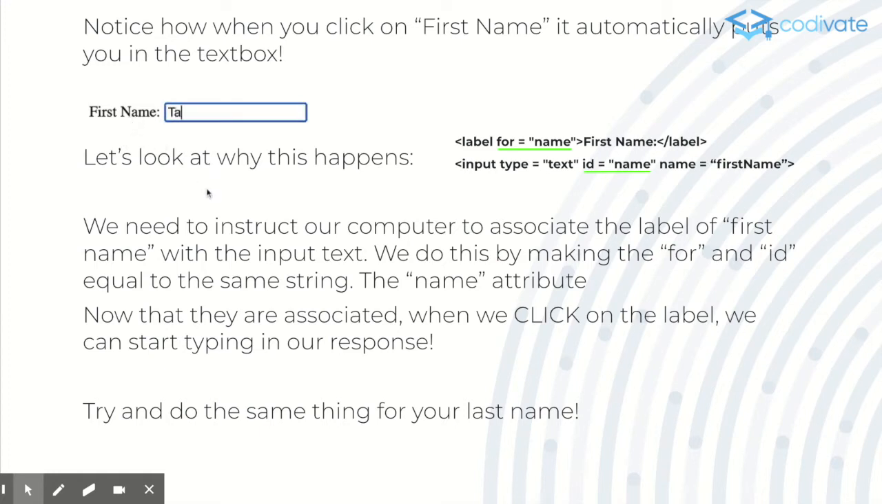So we need to instruct our computer to associate the label of first name with the input text. And we do this by making the for and id attribute equal to the same string or the same name. Since they have the same string literal, that means it's going to make that association between the label and input. Now that they're associated, we can click on the label and then we can start typing our response. And try to do the same thing for your last name.